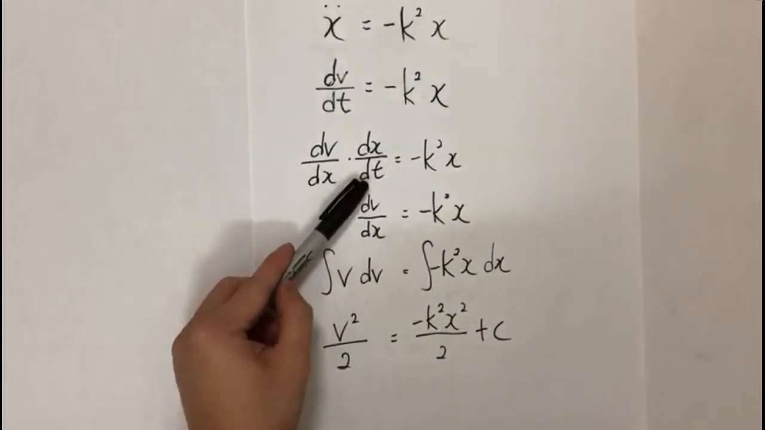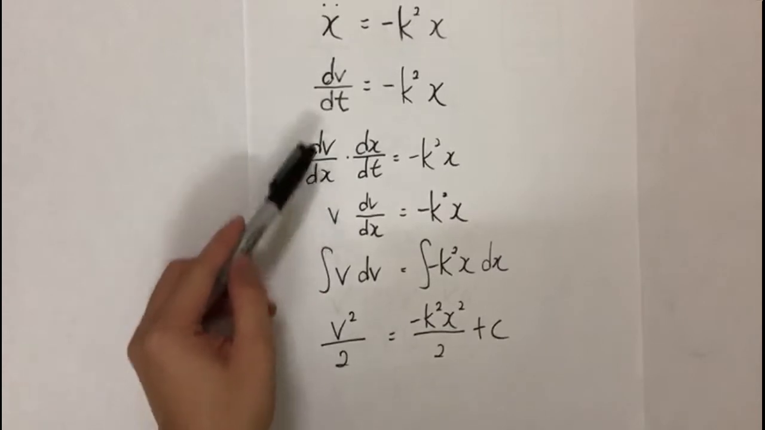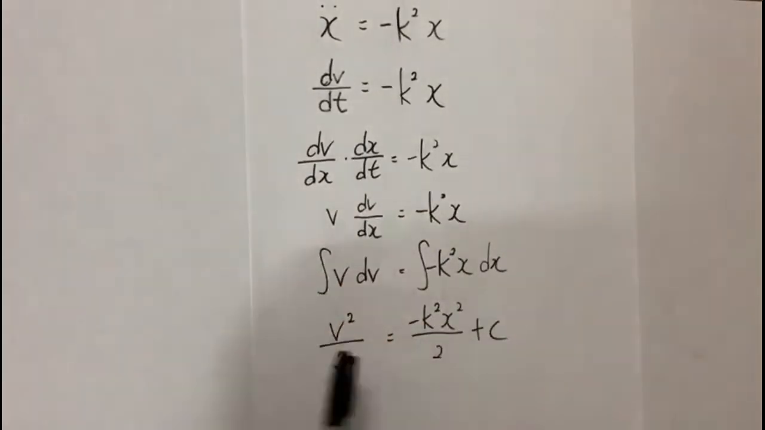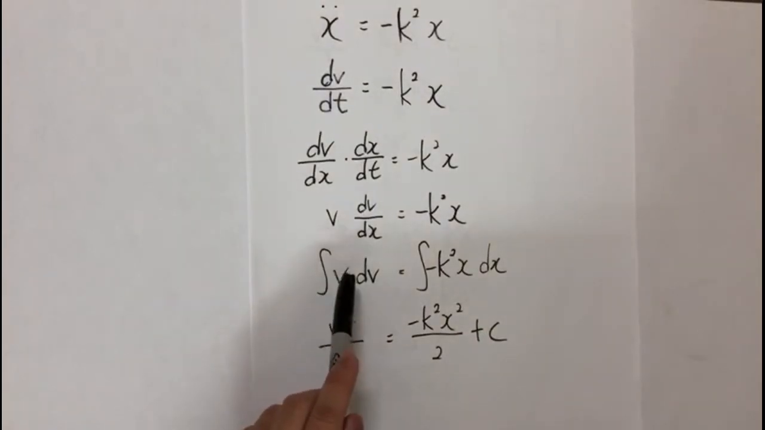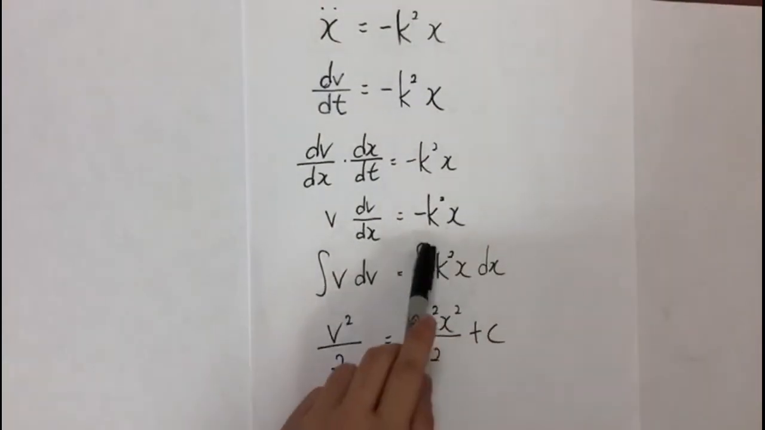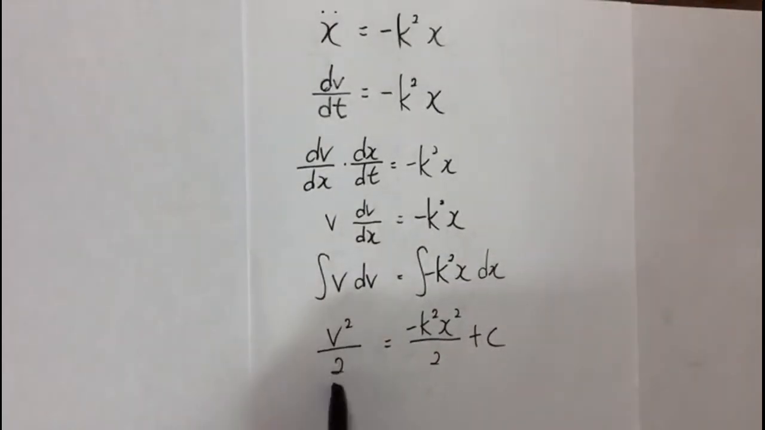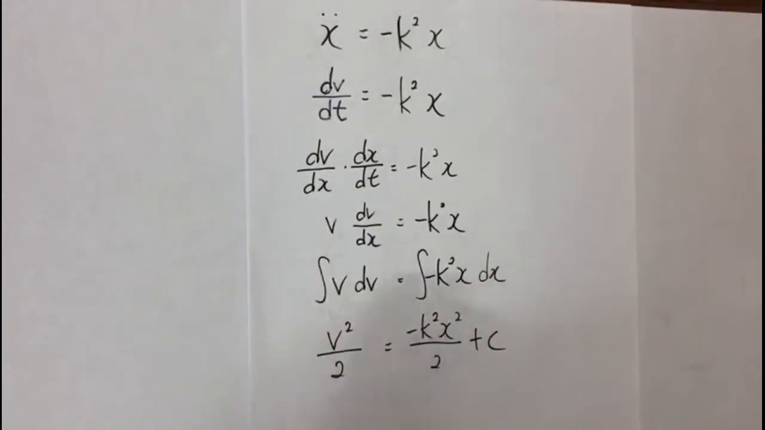dx/dt can also be written as v, and dv/dx you just copy directly, equals negative k squared x. By integrating v with respect to v, and negative k squared x with respect to x, you get v squared over 2 equals negative k squared x squared over 2 plus c.